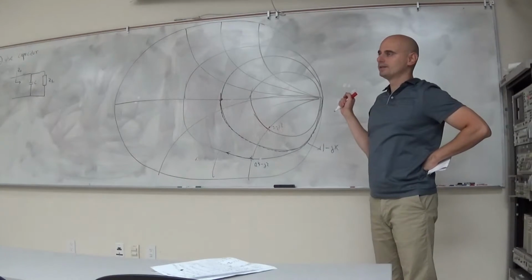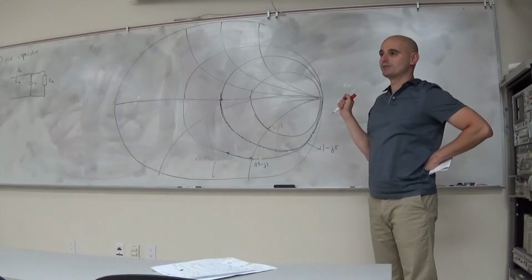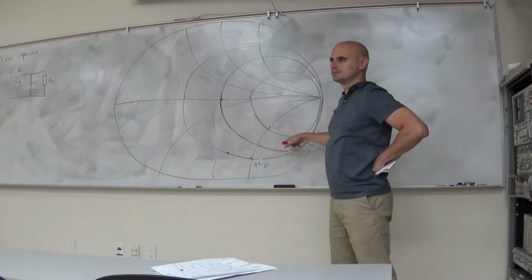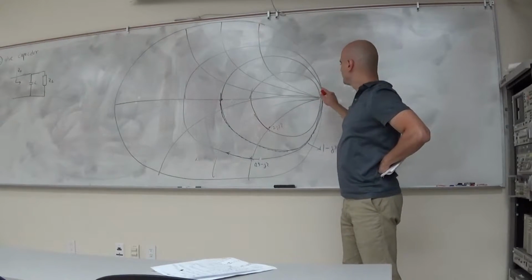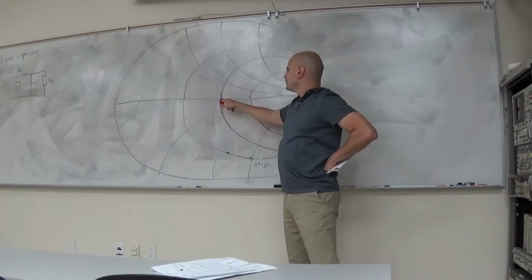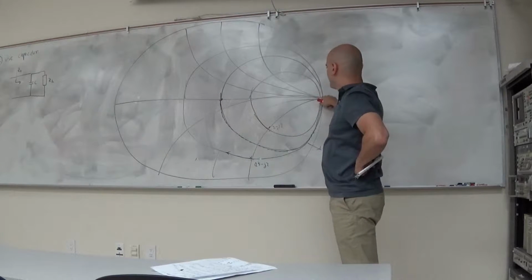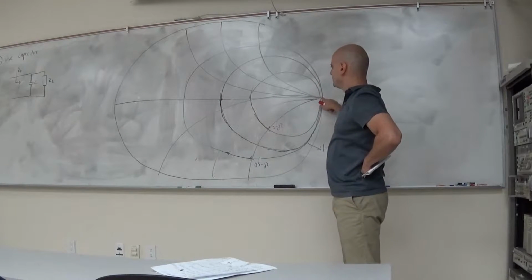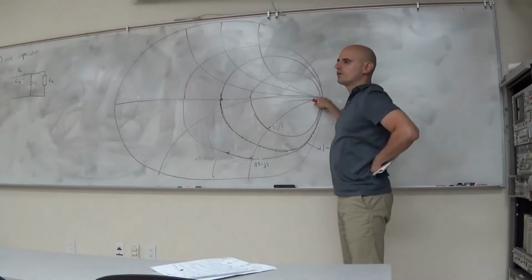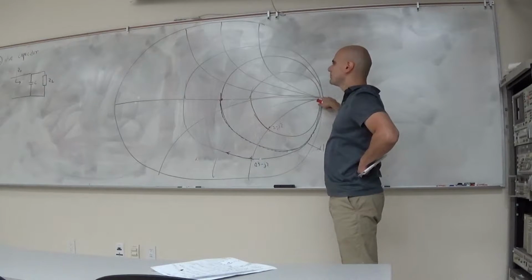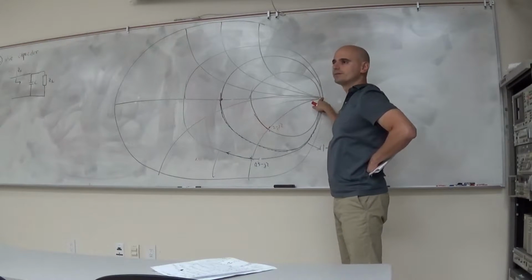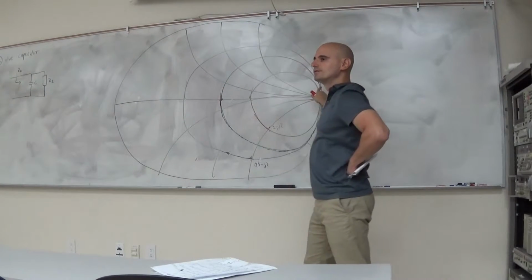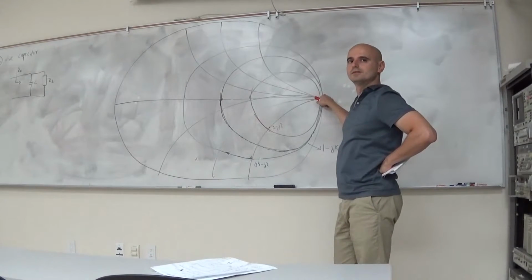Yes, and B, is it positive or negative? Negative. So isn't it the same one? Yeah. But remember, I'm on the Y chart. So my question now is, what does this semicircle on the Y chart look like on the Z chart? Is it this semicircle? On the Z chart, it will be that.